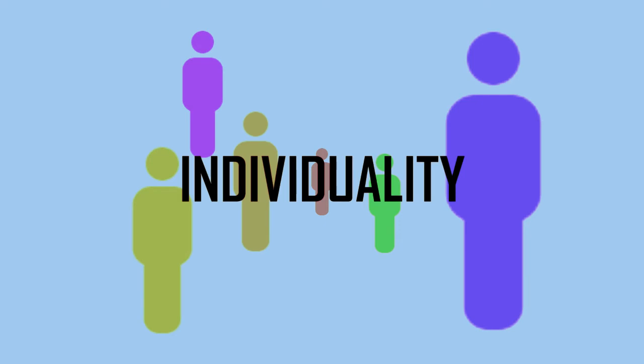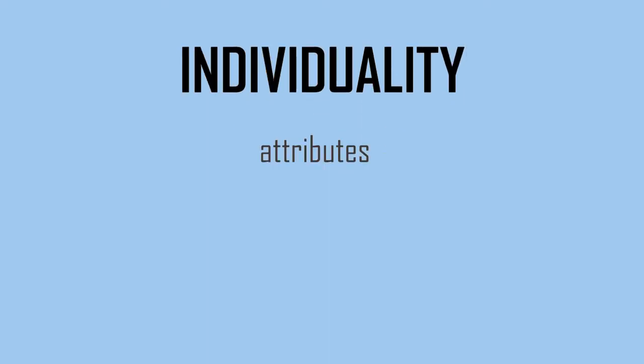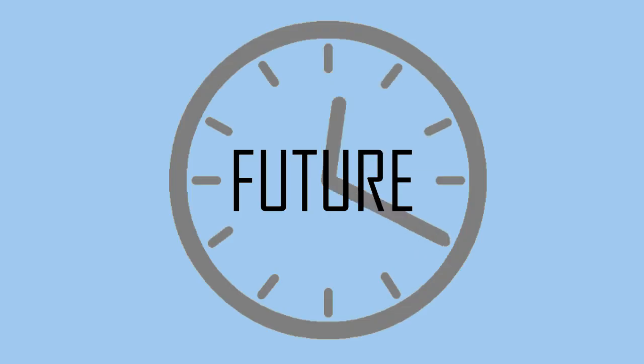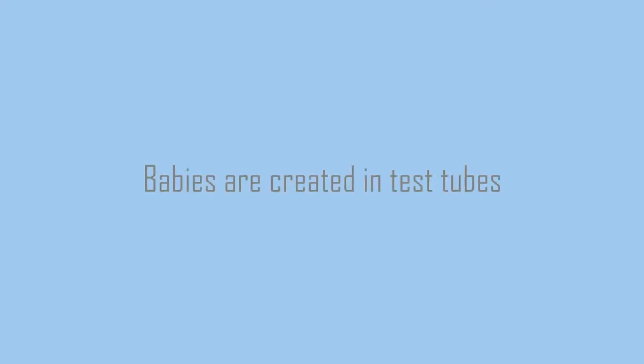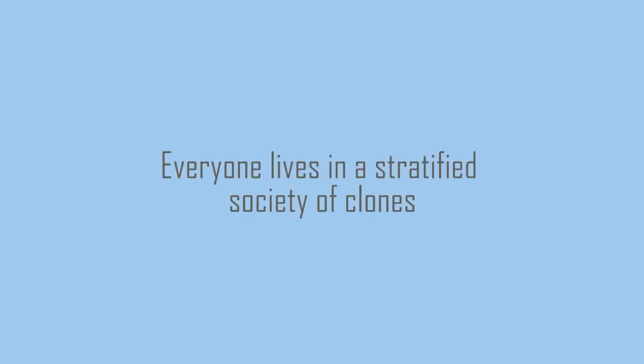Individuality is what defines you as an individual. It is the attributes, behaviors, beliefs, and so forth that distinguish every single person. As we find out further in the book, the future isn't as great as we thought it would be. Individuality is a thing of the past. Babies are created in test tubes, and everyone lives in a stratified society of clones.